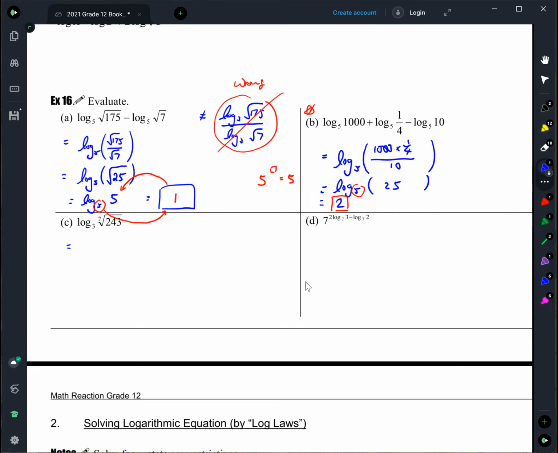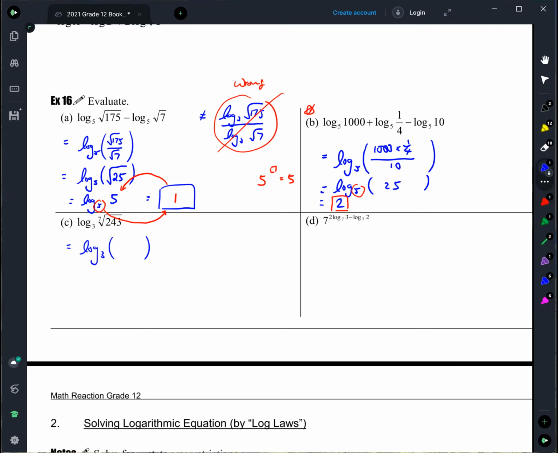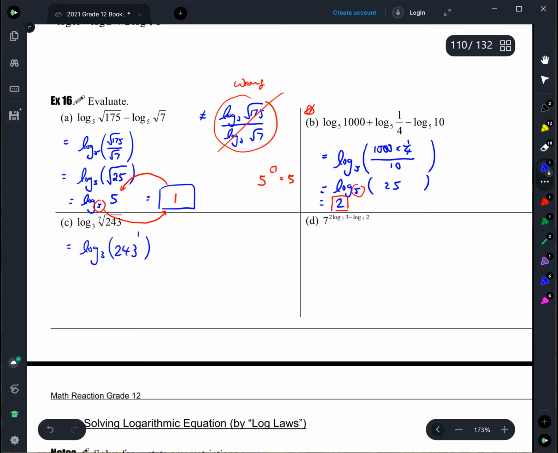So the seventh root, we can write it as an exponent. So how do I write the seventh root as an exponent, Angela? Angela, are you there? Yeah, 243 to the power of 1/7. Yes, very good. So the 7 goes to the denominator.